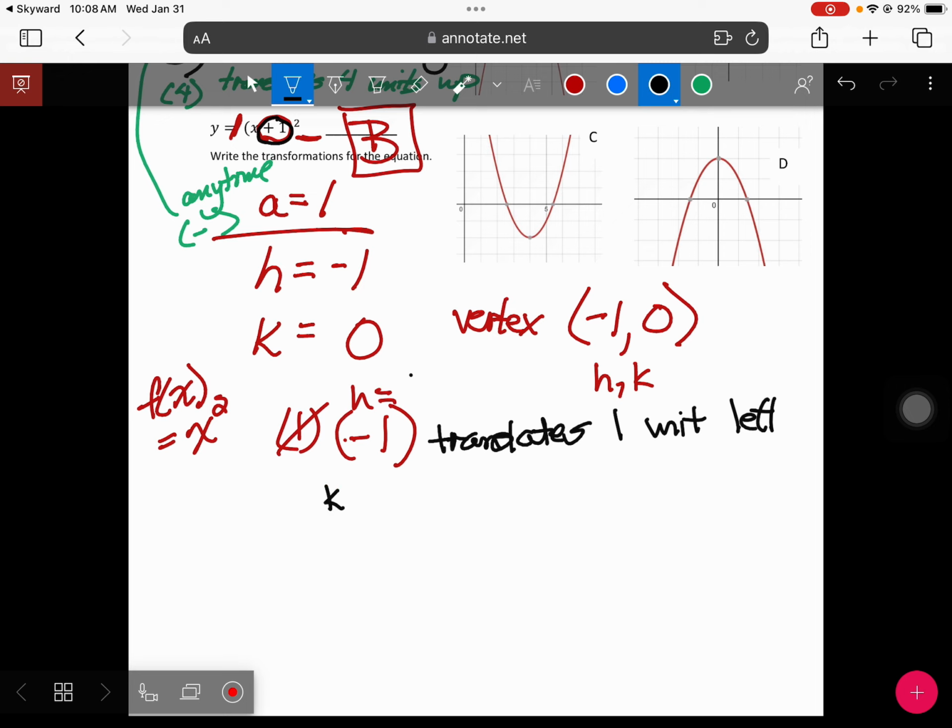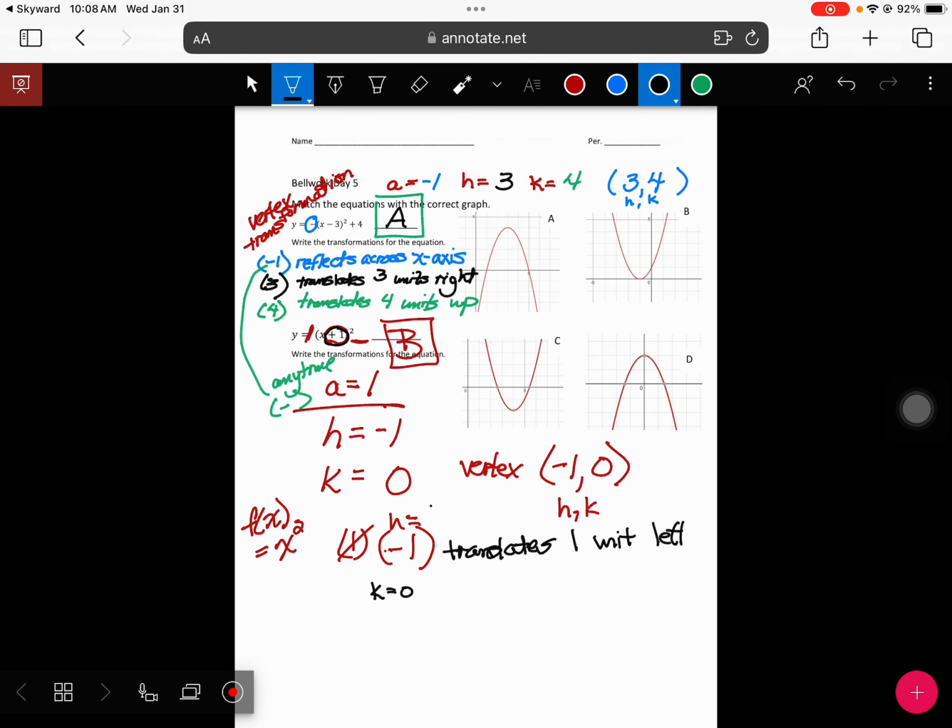How about when k is equal to 0? Do I need to do a transformation with that? No, because we didn't go up, we didn't go down. It's no different. All right?